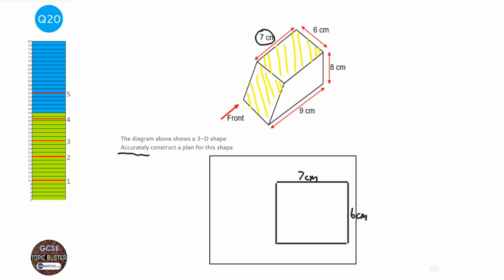Now, the difficulty is going to be the last bit. Well, we know it's going to be 6 across because it's the same as this one here. But what's the width going to be? What's this one going to be here? Well, if this one here is 7 and this one here is 9, what's left over? Well, there's 2 centimetres left over. So it's going to be 2 centimetres in width.